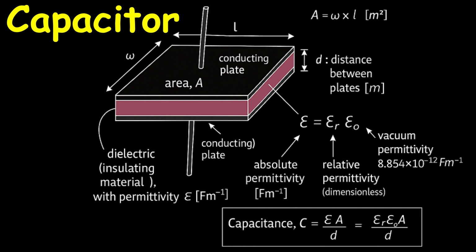Now, how much charge can these plates hold? Well, one of the most important factors is their size. Look at the dimensions shown here. The plate has a width, labeled with the Greek letter omega, and a length, labeled L. Just like calculating the area of a tabletop, the surface area of our plate, which we call A, is simply its width multiplied by its length. So, A equals omega times L. This area is measured in square meters. Here's the first fundamental rule of capacitors: the larger the area of the plates, the more capacitance it has.